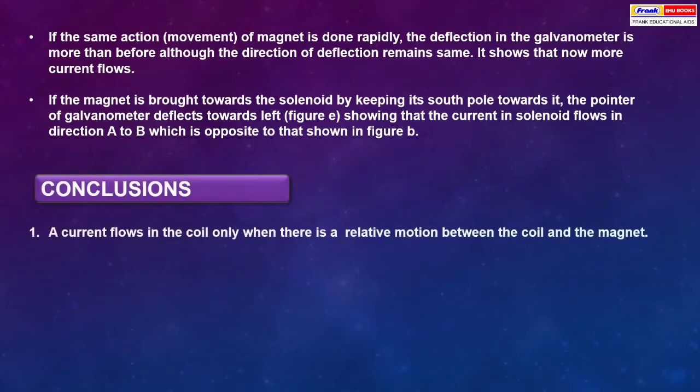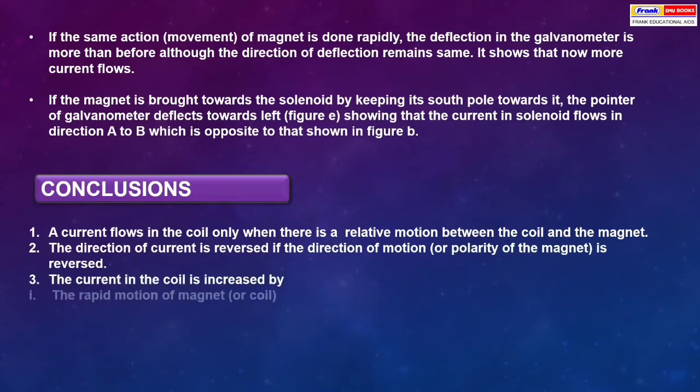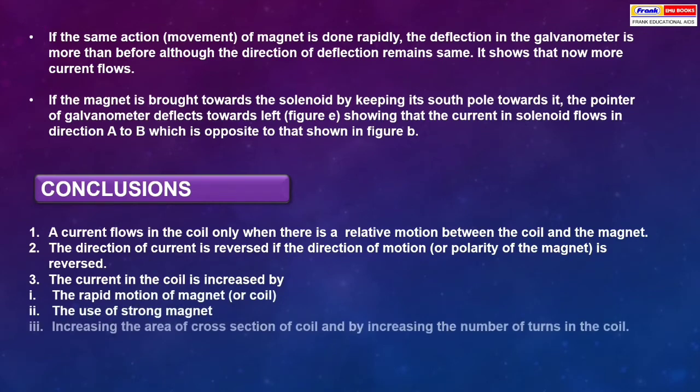Conclusions. A current flows in the coil only when there is relative motion between the coil and the magnet. The direction of current is reversed when the direction of motion or polarity of the magnet is reversed. The current in the coil is increased by the rapid motion of magnet or coil, the use of strong magnet, increasing the area of cross-section of coil, and by increasing the number of turns of the coil.